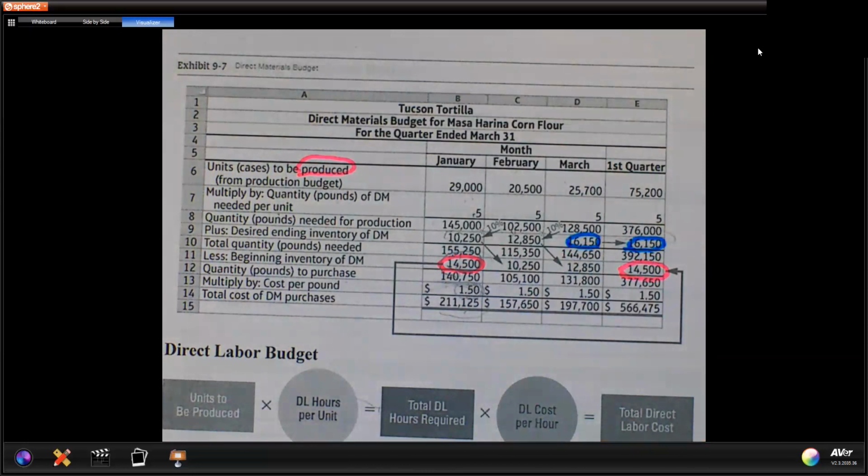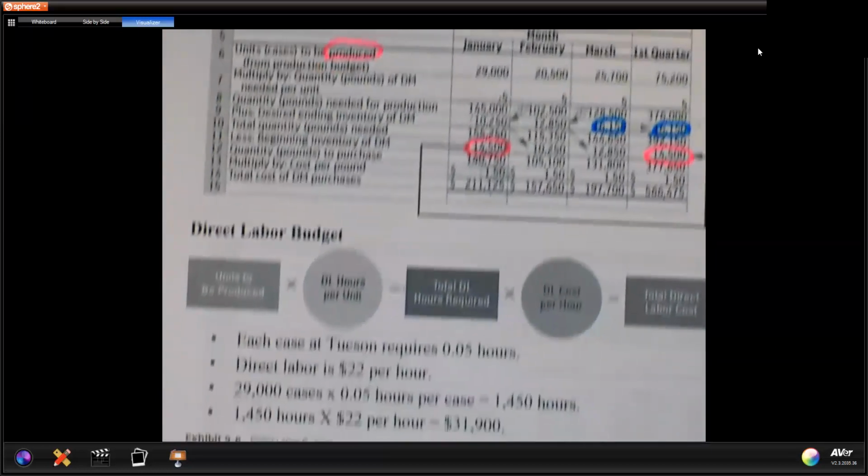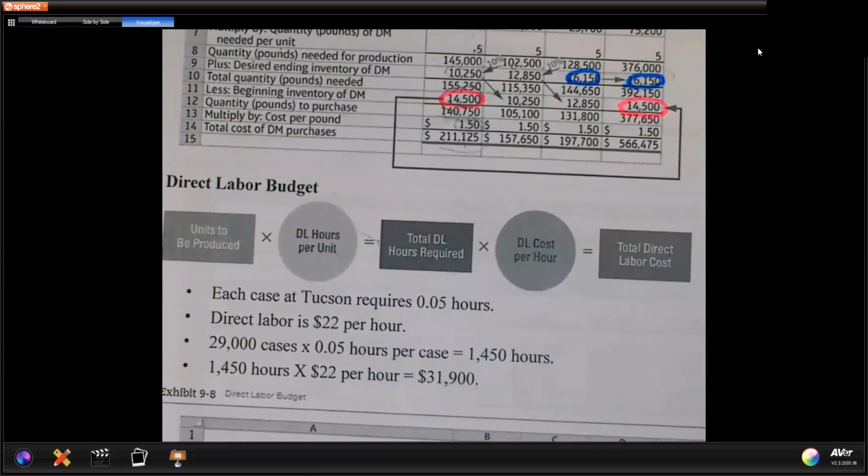So as I say, this is how you get a direct material budget. It's kind of a fancier production budget, but the logic is very similar. So next one, we talk about direct labor. Once we have the material, we have to use people to work for us, right?